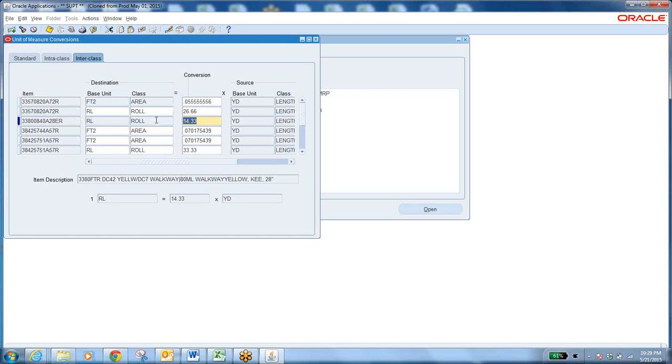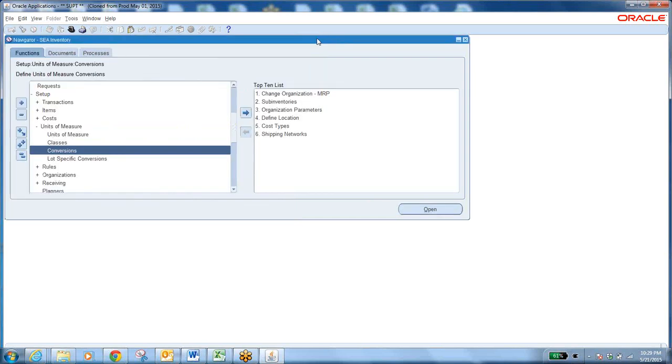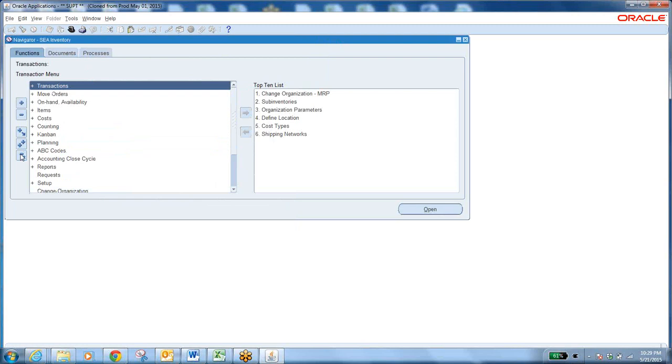So this is where roll comes under some class, whereas yard is in the length class, and having a relation between these two with a conversion factor is called interclass. Okay, I hope you understood. It's a very important concept. Don't be confused. Now we are going to use these units of measure while selling and while purchasing.